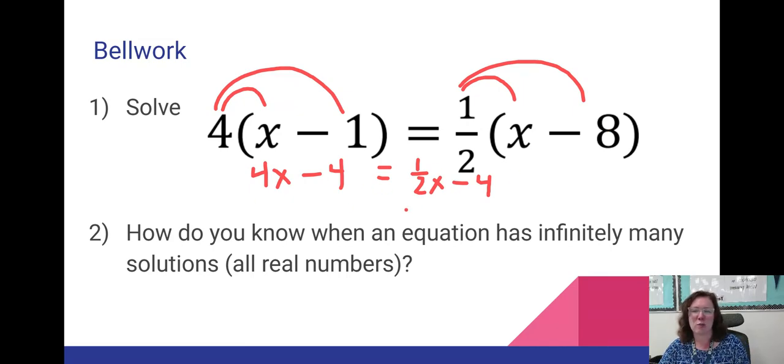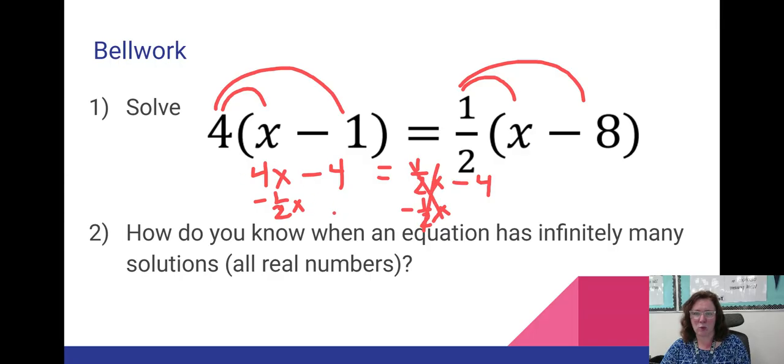We don't like that. So we subtract 1/2 x on both sides of the equal sign. I chose to subtract 1/2 x because it's the smaller of the x's. 4 is bigger. But if you chose to get rid of 4, that's totally fine, because if you solve it correctly, it'll still get you the same answer. So 1/2 x minus 1/2 x is 0.